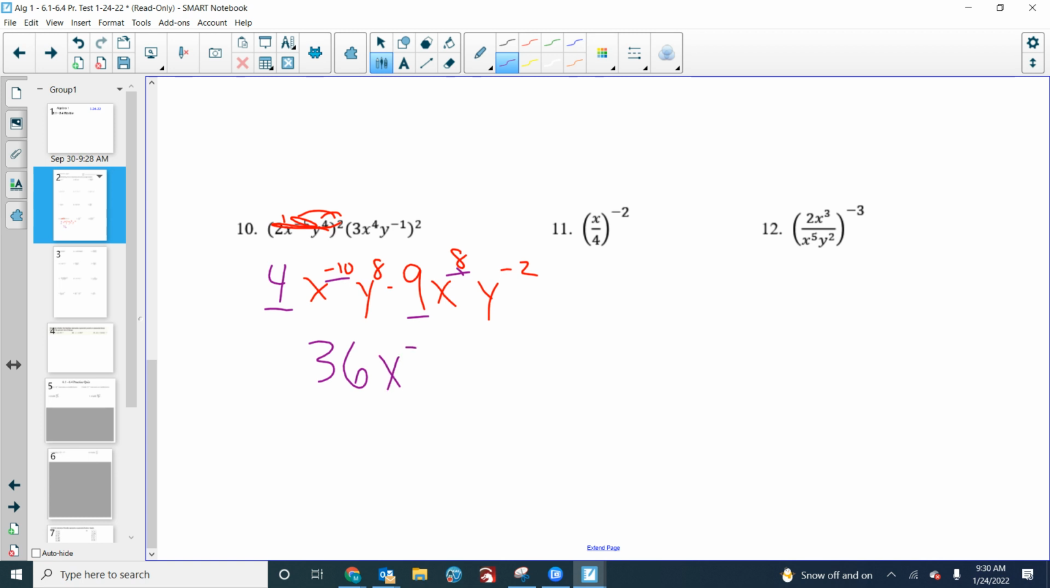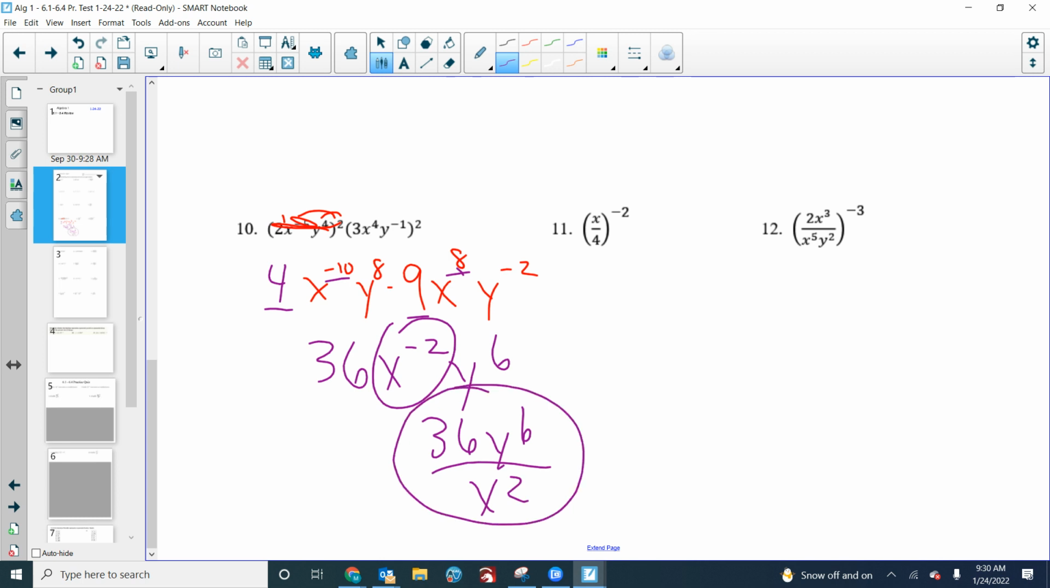Okay, so it's x to the negative second. How about 8 plus a negative 2? Am I done with that answer right there? Why not? Negative exponent. Where does it need to go? Okay, this is the only thing that needs to go under. So 36 y to the 6th over x squared. Boom. You can't have negative exponents or 0 exponents.